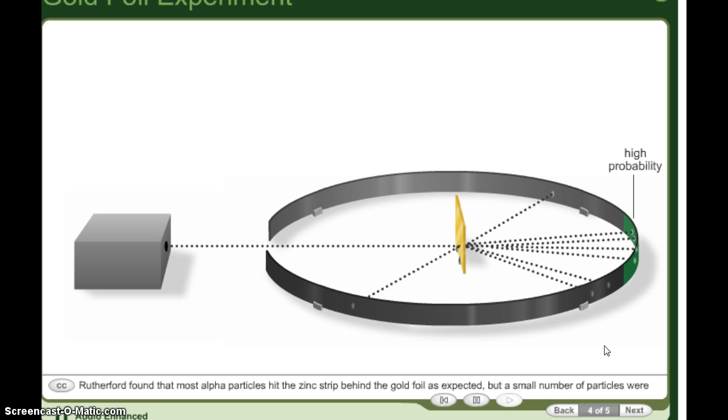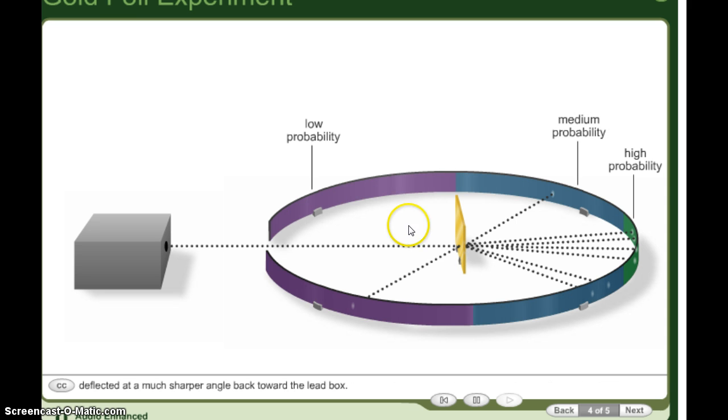Rutherford found that most alpha particles hit the zinc strip behind the gold foil as expected, but a small number were deflected back at a much sharper angle back toward the lead box. So then he could say, okay, most are going to end up here, a few here, a couple over here. So he looked at his probability.